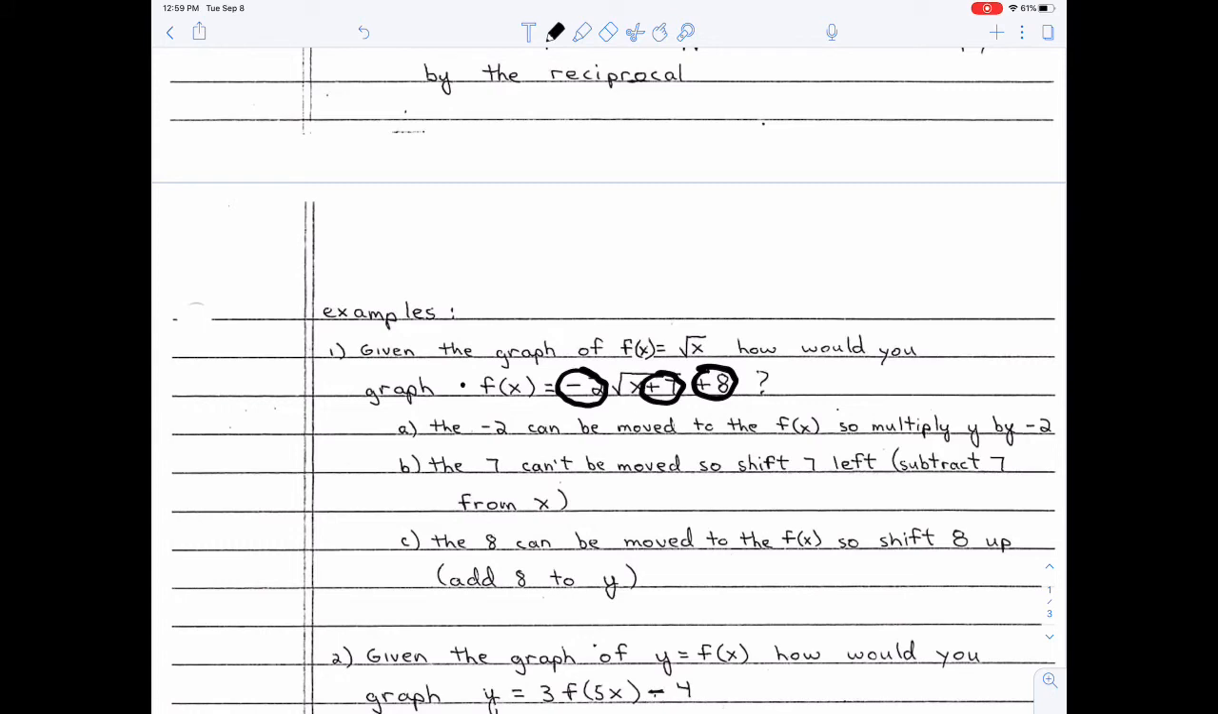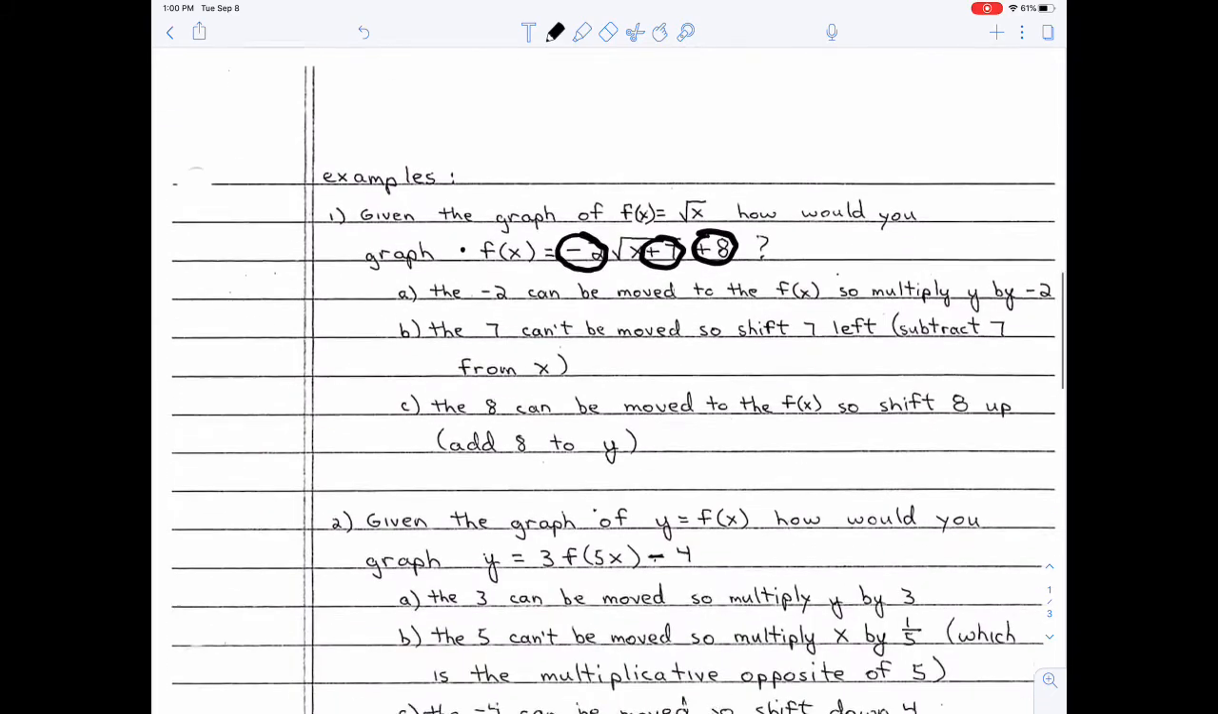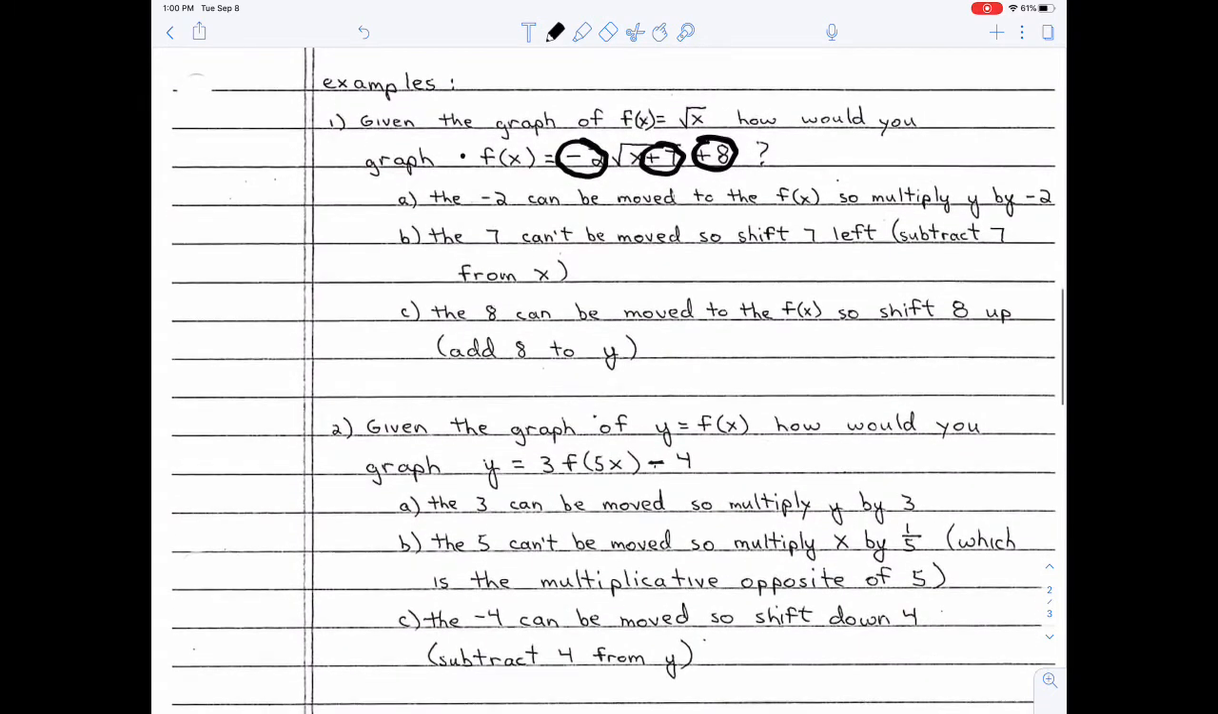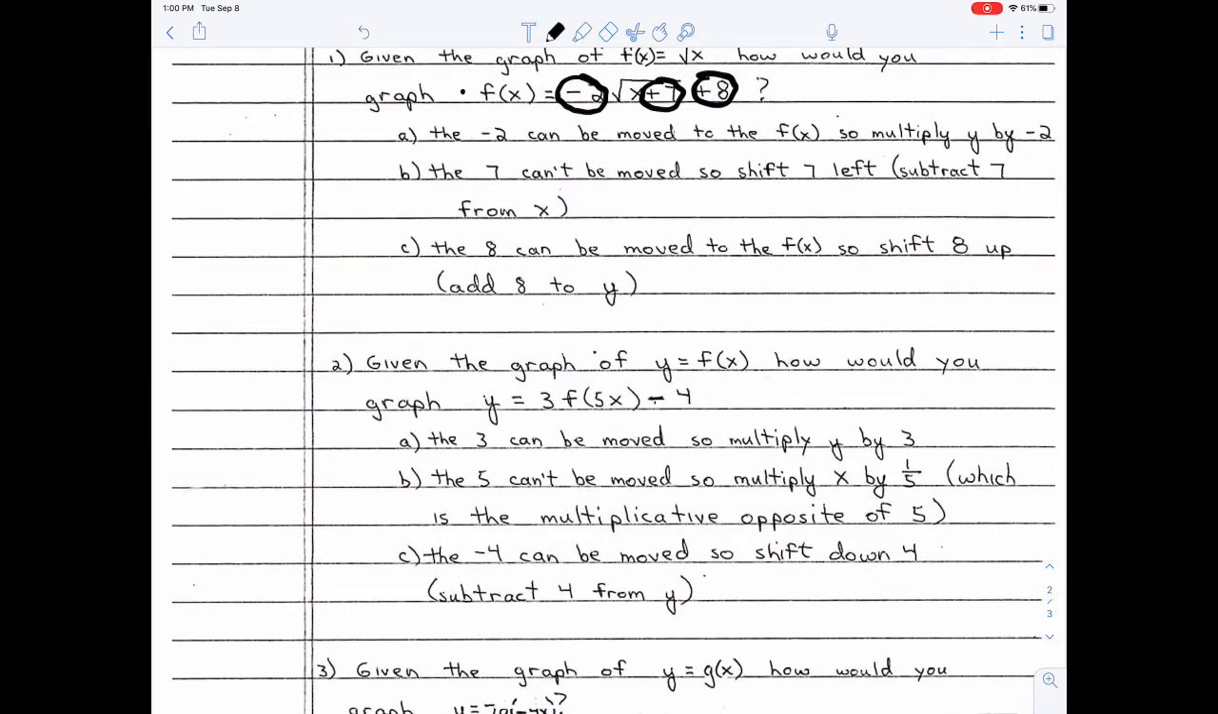So again, if you're having any problem with these, make sure you talk to me, because if you don't get how to read the equation, you can't do it correctly. Okay, next one. Given the graph of y equals f of x, how would you graph, et cetera, et cetera? Again, what's there that wasn't in the original?